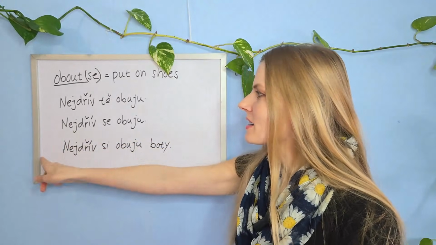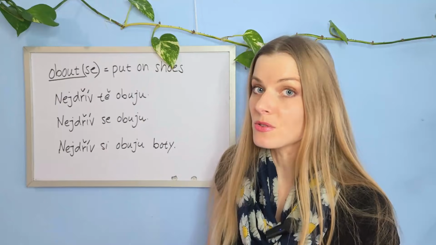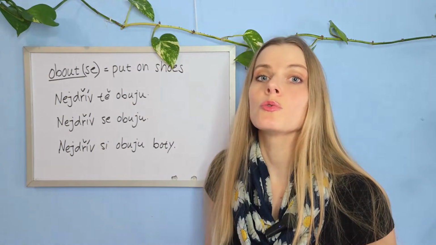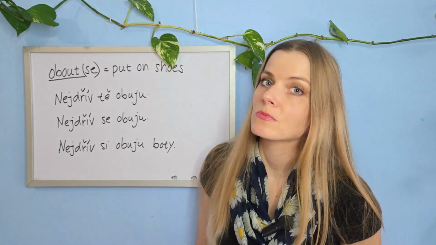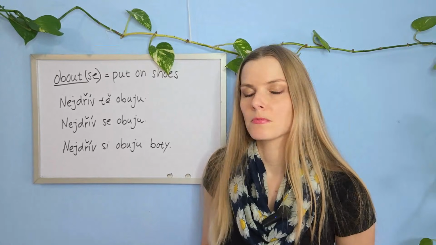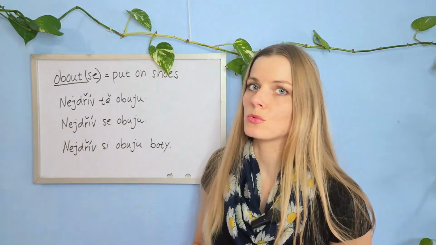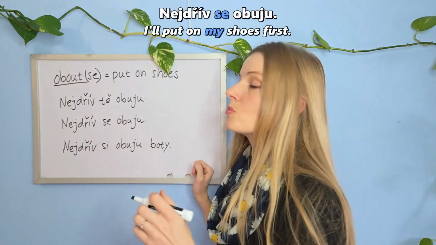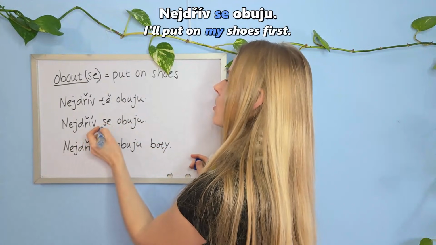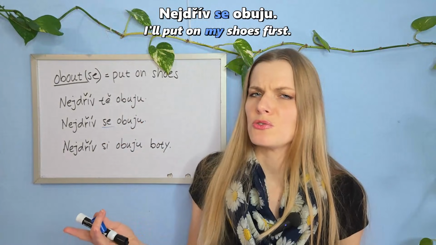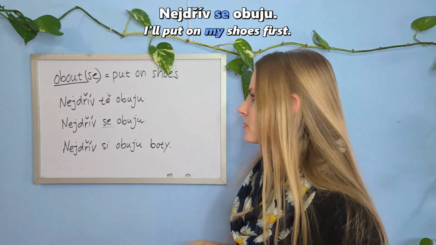These three sentences are very, very similar. Can you guess which of these sentences means I'm going to put on my shoes first? It's the middle one. Nejdřív se obuju. Obout means to put on shoes. Nejdřív se obuju means first I'm gonna put on shoes. Usually my shoes. Nejdřív se obuju.